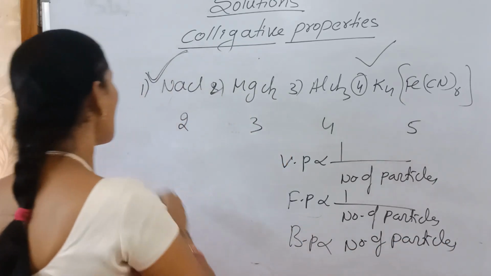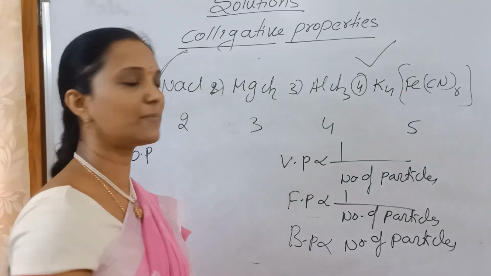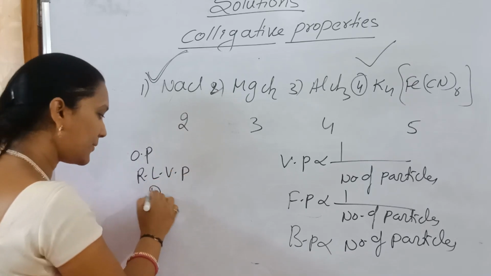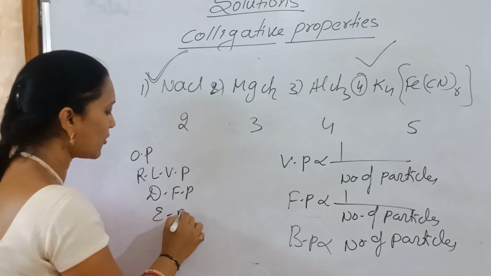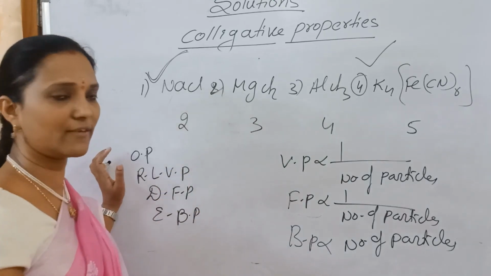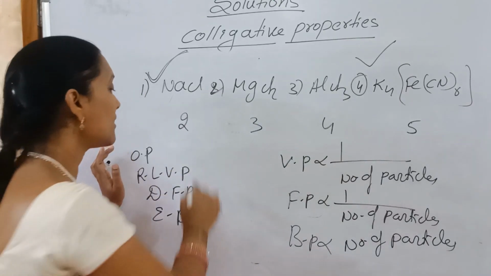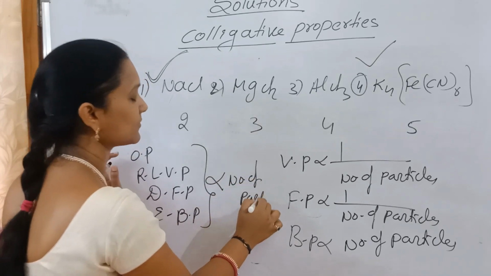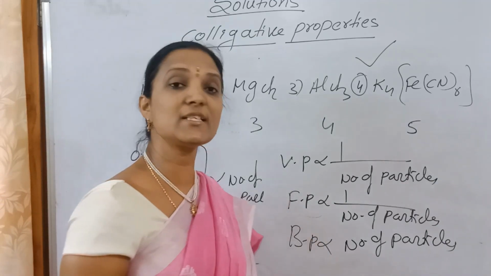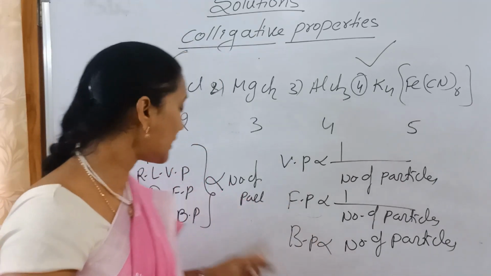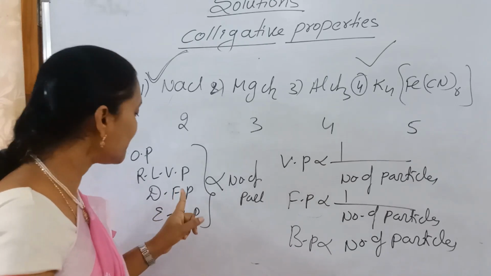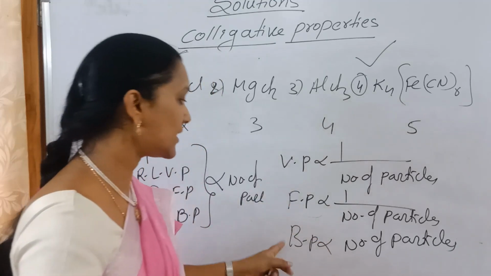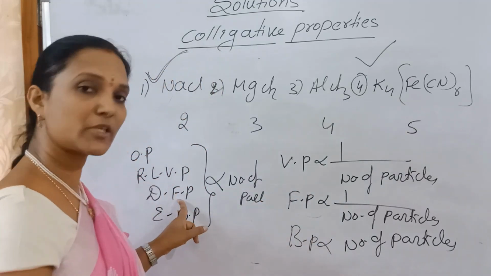And osmotic pressure highest. Osmotic pressure, relative lowering of vapor pressure, depression in freezing point, or elevation in boiling point. Like this, any question given, all these are colligative properties, and all colligative properties are directly proportional to the number of particles. We have to observe the question carefully. Is the question highest freezing point or highest depression in freezing point? Depression in freezing point is a colligative property. Freezing point is not a colligative property.